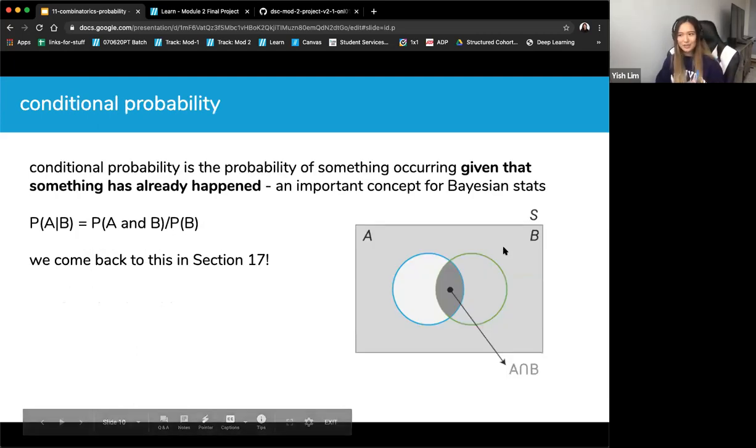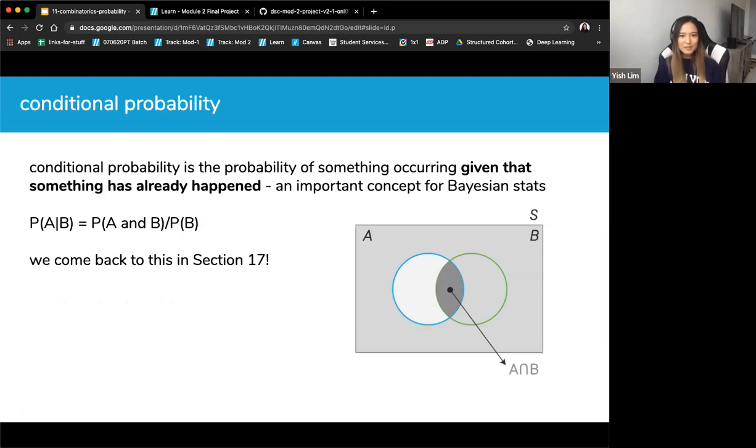All right, these last 2 slides, I'm just going to be introducing concepts, but we're not going to get super in-depth because we're going to get to conditional probability in about 3 weeks, section 17. The idea of conditional probability is finding the probability of something occurring given that something has already happened, which is an important concept for Bayesian statistics. Bayesian statistics is pretty important. We'll come back to this in section 17, so I don't want to talk too much about it, but it's good to remember the formula.